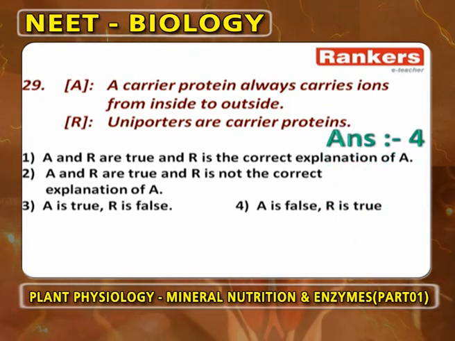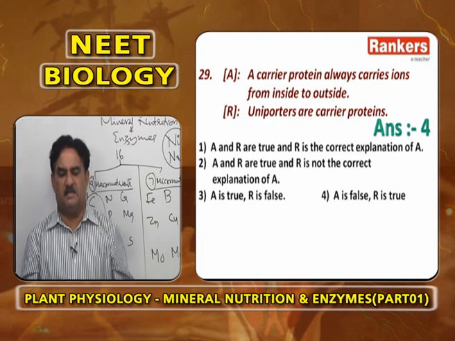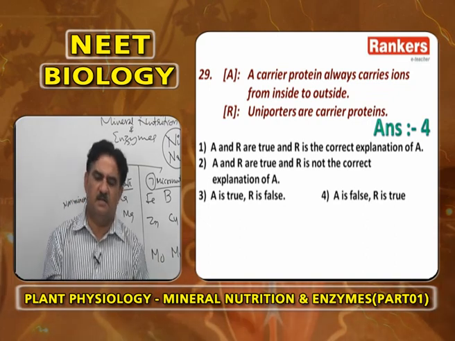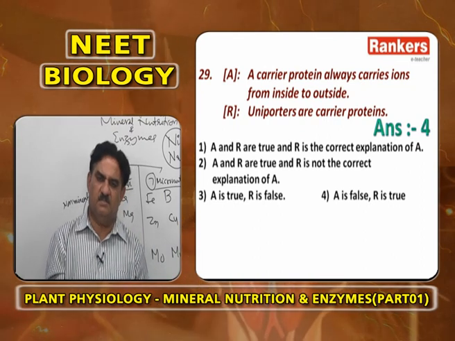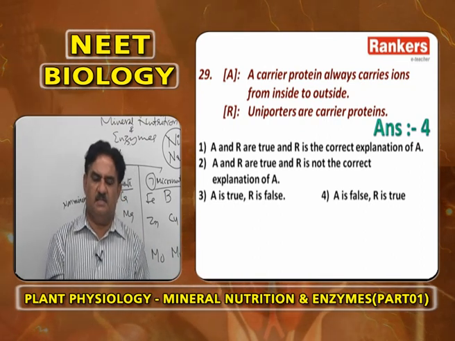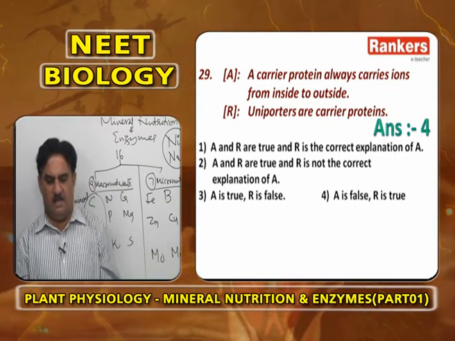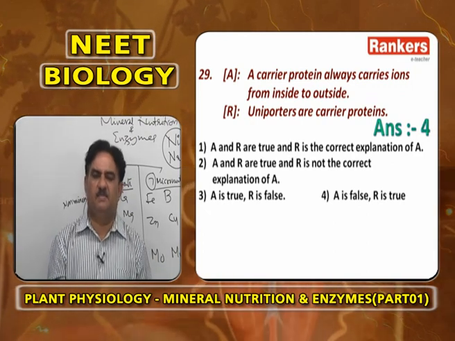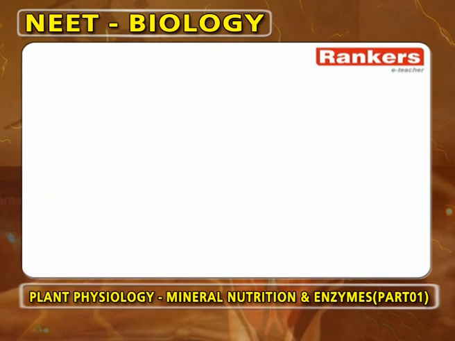Assertion: a carrier protein always carries ions from inside to outside. That is wrong. They take ions either from outside to inside or inside to outside, or only in one direction, like uniporters. Two ions in the same direction are called symporters, two ions in different directions are antiporters. So, a carrier protein always carries the ions from inside to outside is wrong. Uniporters or carrier proteins is correct. So, A is false, R is true for this. Next.